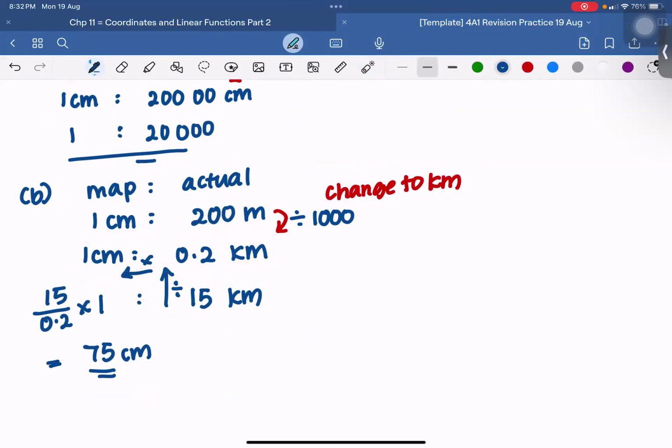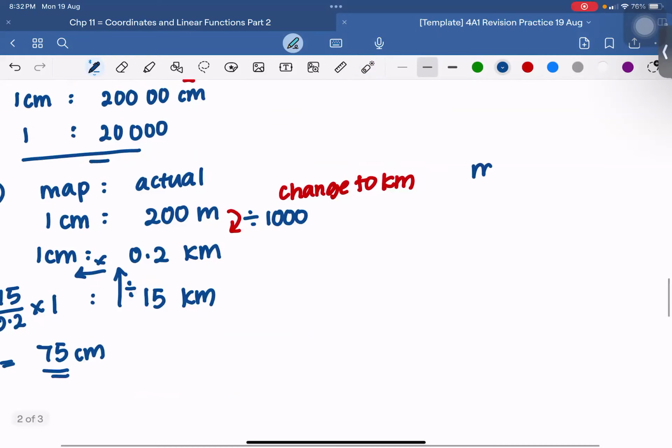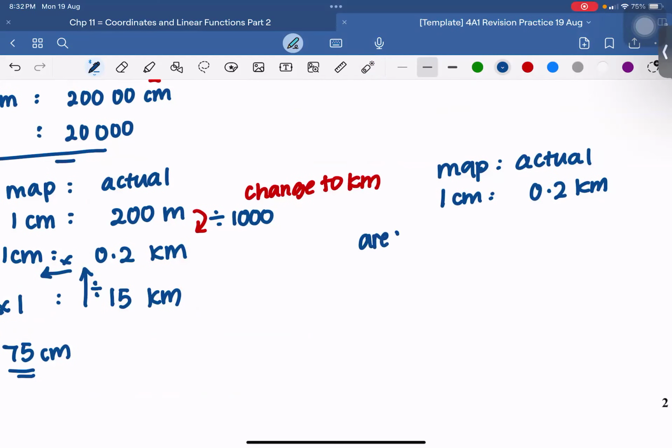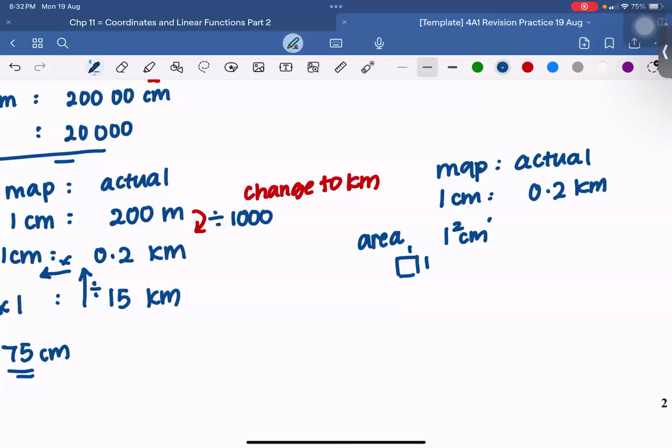Okay, so map is to actual. 1 cm, 0.2 kilometer. They want us to find area. What do I need to do? Square. 1 times 1, 1 square cm square. Then this part is 0.2 times 0.2. So it's 0.2 square kilometer square.